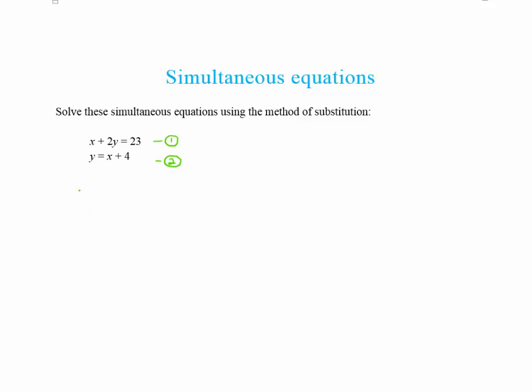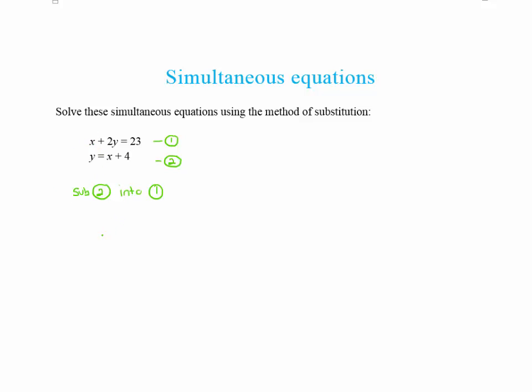2. Now, this equation number 2 is already in the form of y equals something. It has a letter by itself. In this case, it's y. So what I'm going to do is substitute equation 2 into 1. And this is the method of substitution.